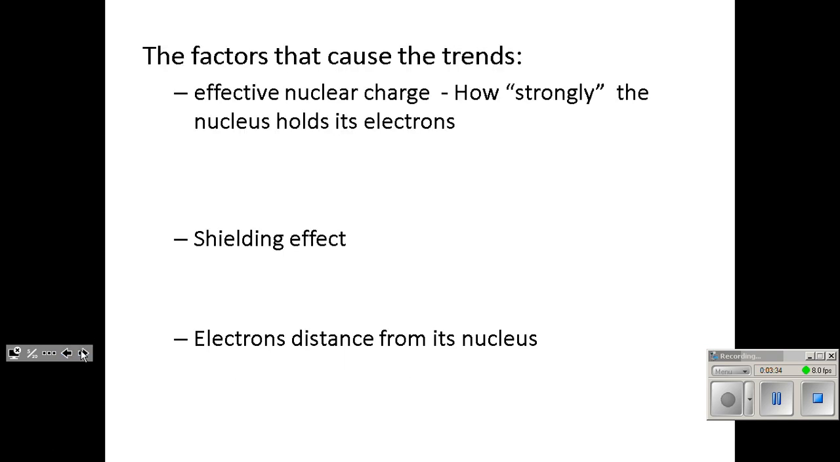Okay, so these are the things that cause the periodic trends. If we think about the nuclear charge, we know that the nucleus of the atom has protons, and neutrons are just there for mass, but protons are positively charged. We know that the more protons there are, the more attracted they will be to electrons.